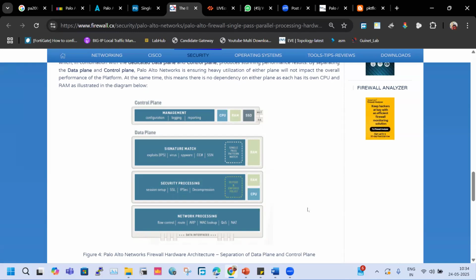So what is the advantage of having a dedicated control plane and data plane? If your data plane CPU spikes, or your data plane is having some issue, there will be no impact on your control plane. You will still be able to access your firewall and at least see what is going on with it. So this is the difference.